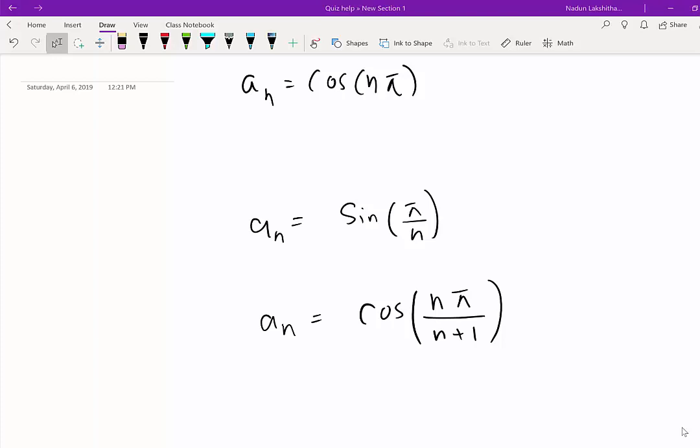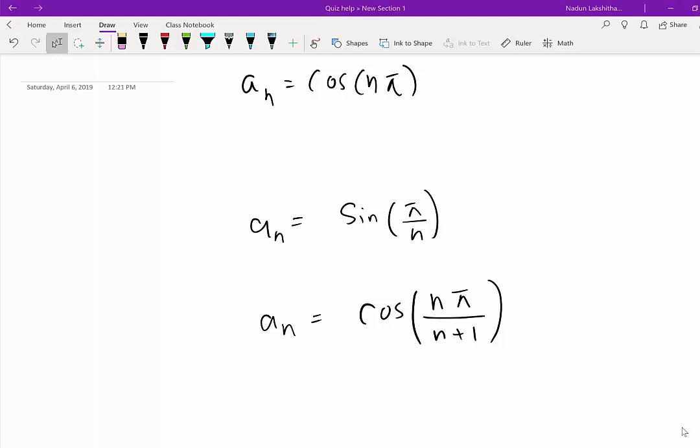Hello everyone, in this video I'm going to discuss sequences that are constructed using trigonometric functions. Particularly, I will discuss these three given sequences on the screen, okay? And at the same time, let's visualize them also.